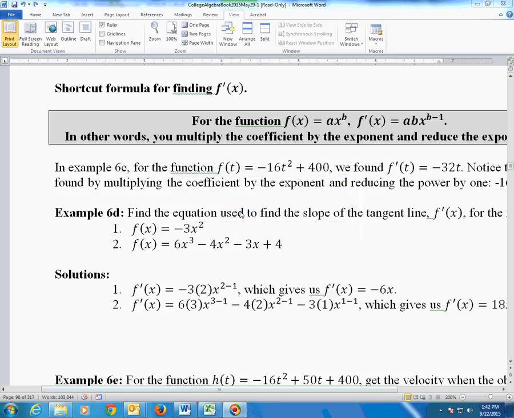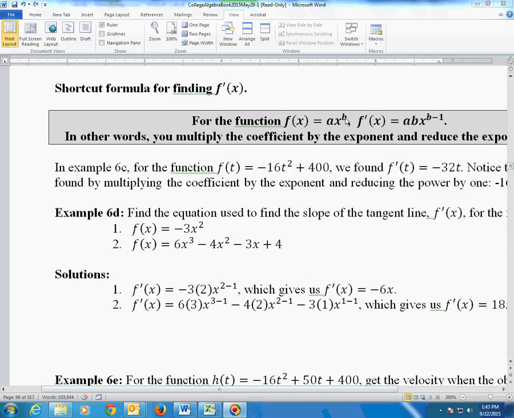Okay, in this video we're going to use the shortcut formula for finding f prime of x. And f prime of x is used to find the slope of the tangent line, like the instantaneous rate of change, or also for velocity at a specific time. So if you have a function ax to the b, then your f prime of x is found this way: ab x to the b minus 1.